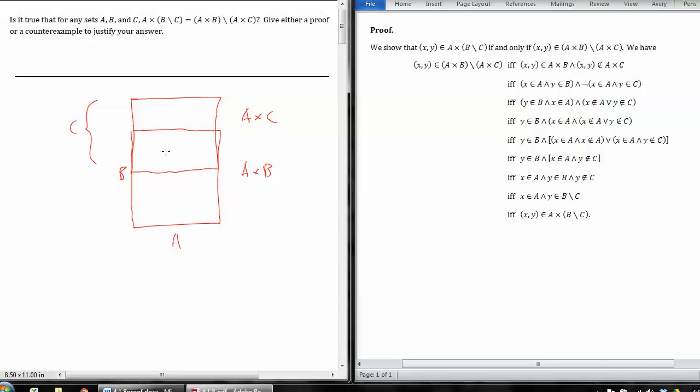Okay, when we take A times B and then we subtract away A times C, what we're really losing is this part here, right? So this bottom rectangle is what's left, and it looks like that is exactly A times this set here, which is B minus C. Okay, so this bottom rectangle here is what we get on the left side and the right side. So it looks true. Let's try to prove it.